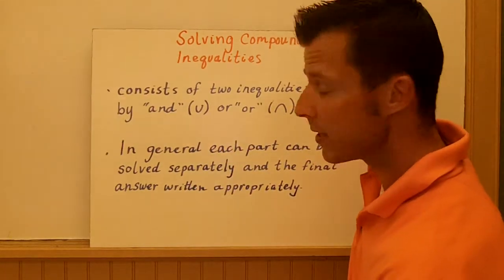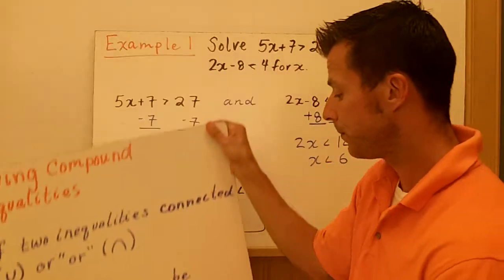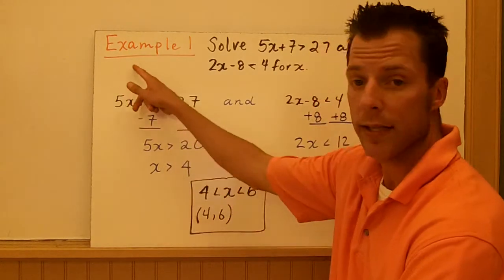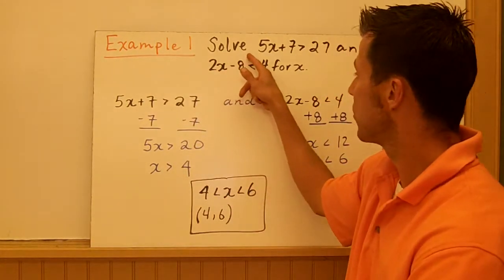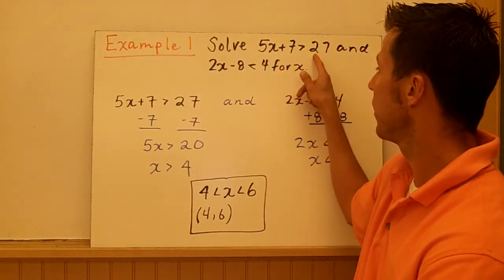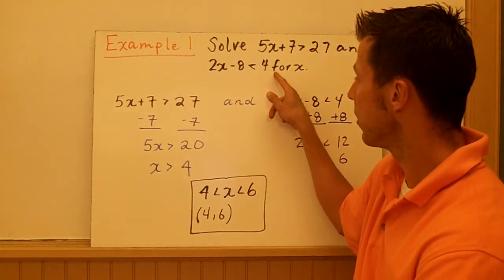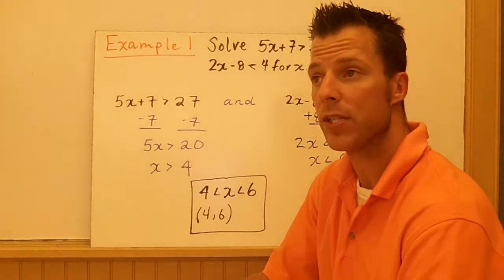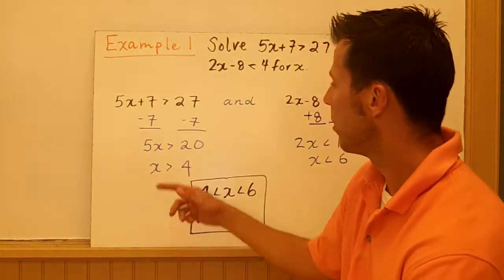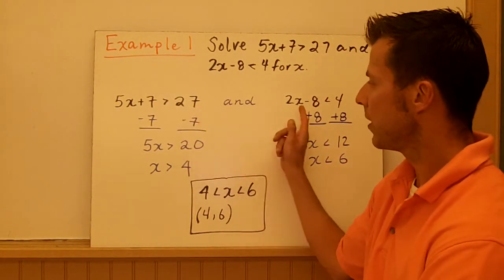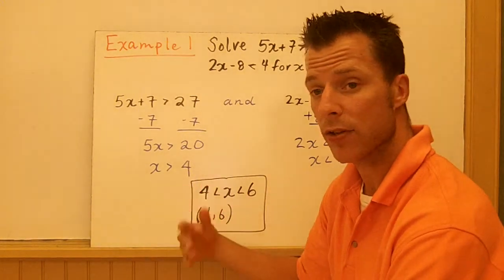So let's look at some examples. In example 1, we're going to look at solving 5x plus 7 is greater than 27 and 2x minus 8 is less than 4 for x. So that and statement means both. Okay, so I split the two inequalities up and then I solve them like I would any other inequality.